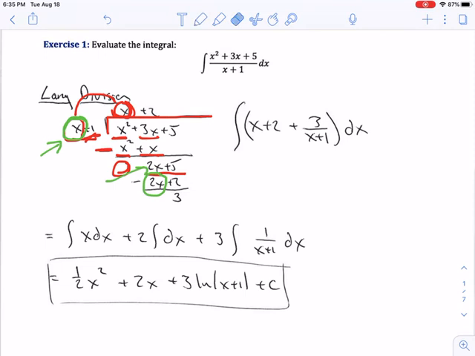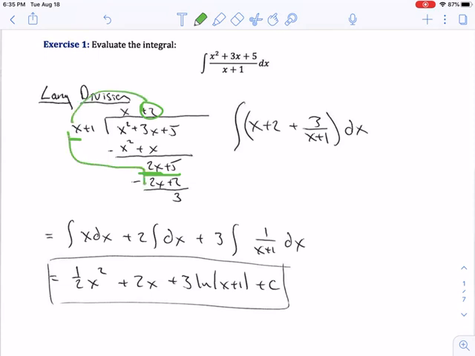So let me erase all of this. Let's do it again. So now this is where we're at right here. Now we say, okay, x times what will give me this 2x? Well, x times 2 will give me 2x. So 2 times x is 2x. 2 times 1 is 2.